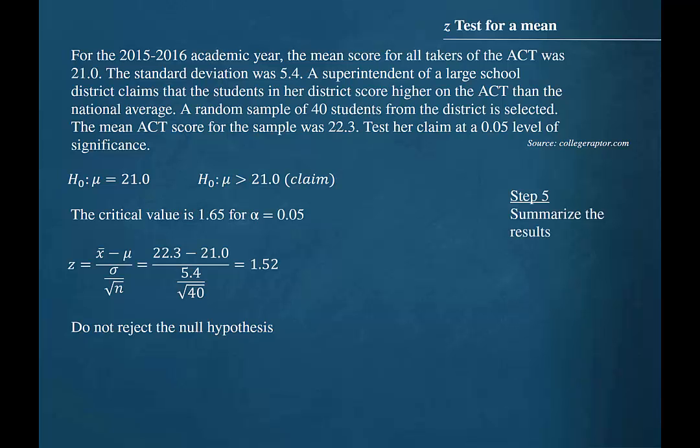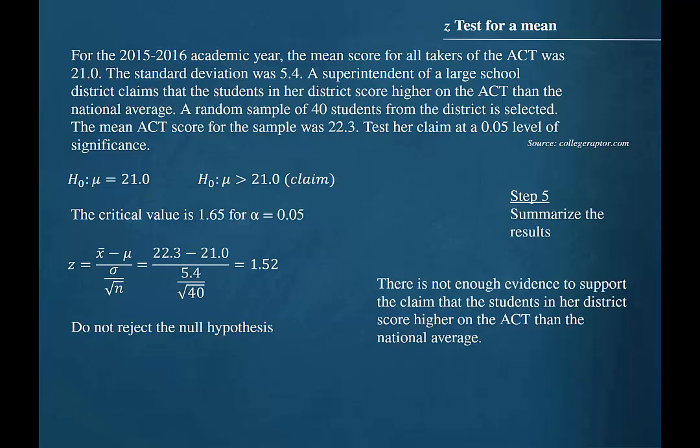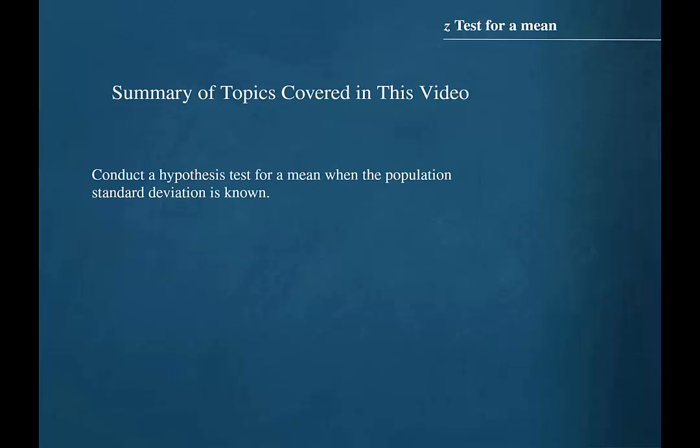Step 5 is to summarize the results. Since we will not reject the null hypothesis, our conclusion is that there is not enough evidence to support the claim that the students in her district score higher on the ACT than the national average. In this video, we learned how to conduct a hypothesis test for a mean when the population standard deviation is known.